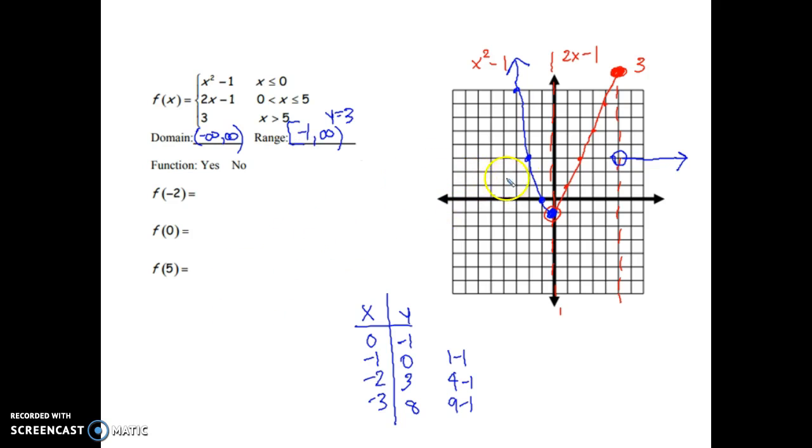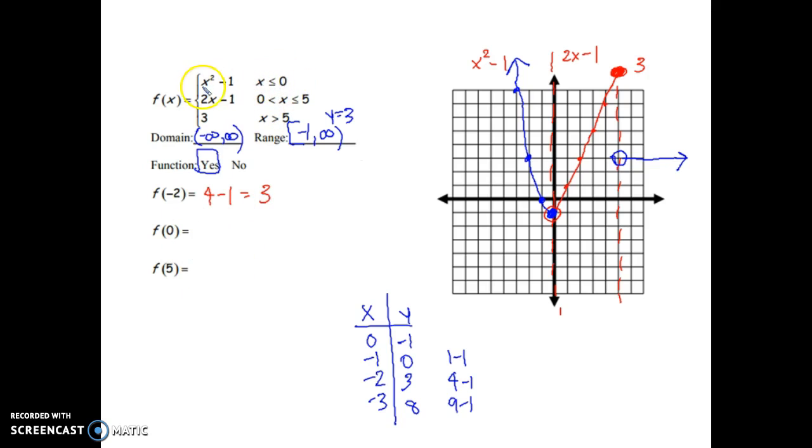Okay, if I look at my vertical line test, this does pass, so it is a function. And now I'm going to plug in my x values. So negative 2 is less than 0, so I'm going to use the top one. So I got negative 2 squared is 4, minus 1 is 3.